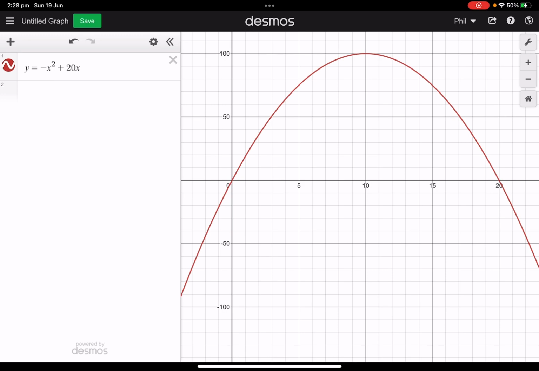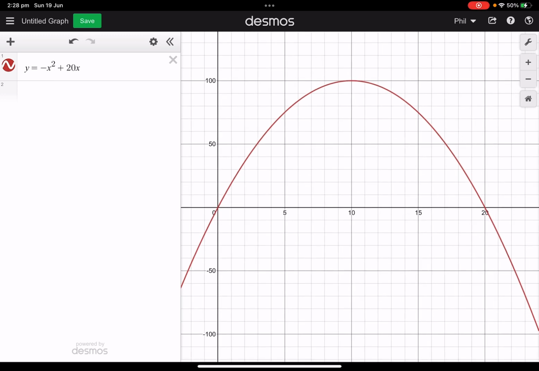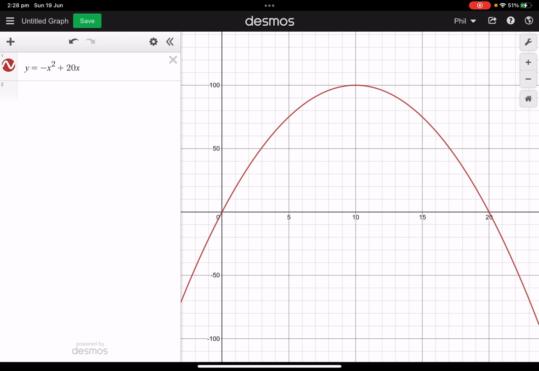So you notice that it goes from 0 to 20, goes up and then comes back down again. It seems that the maximum is 100. So my y in this case is h, actually, my x is d, and it goes along to 20. So I'm going to take a screenshot of this and plug it over to the other side.